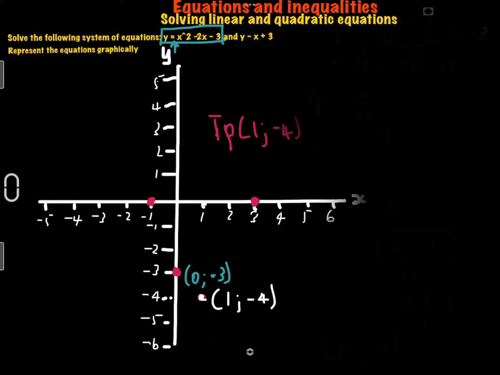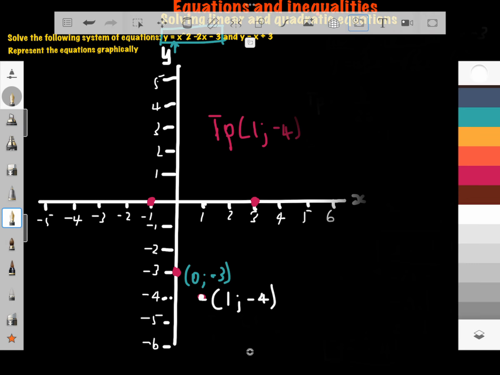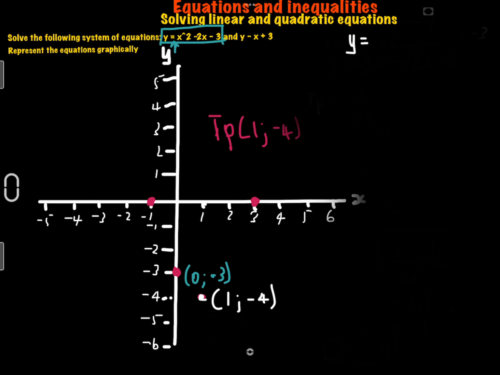First of all, I start with the quadratic equation, then move on to the linear equation. So in this case, I first need to rewrite my original equation. So it's y is equal to x squared minus 2x minus 3. So let's see what happens when x is equal to -3. So let's substitute -3.